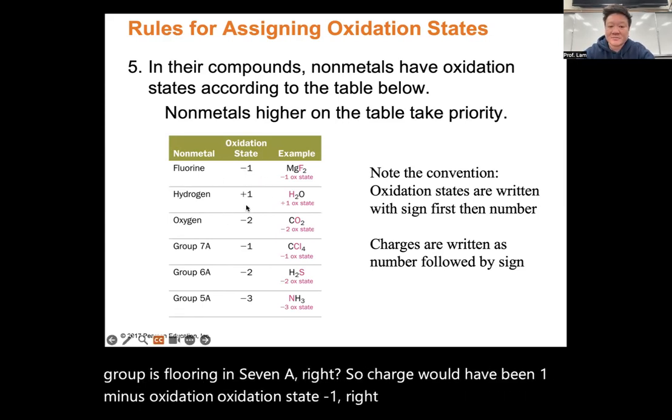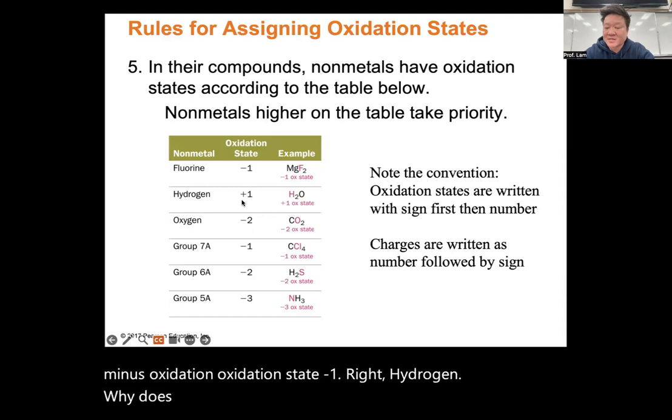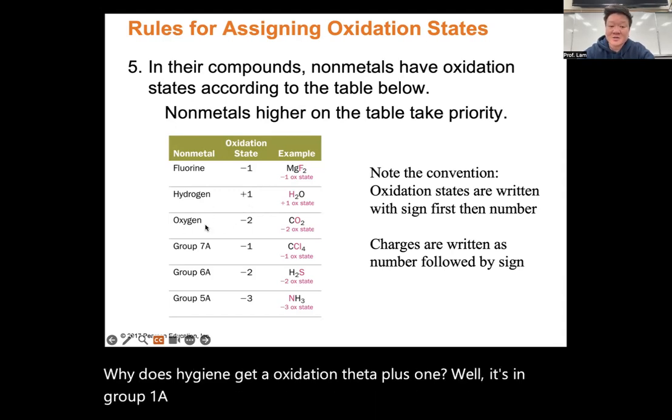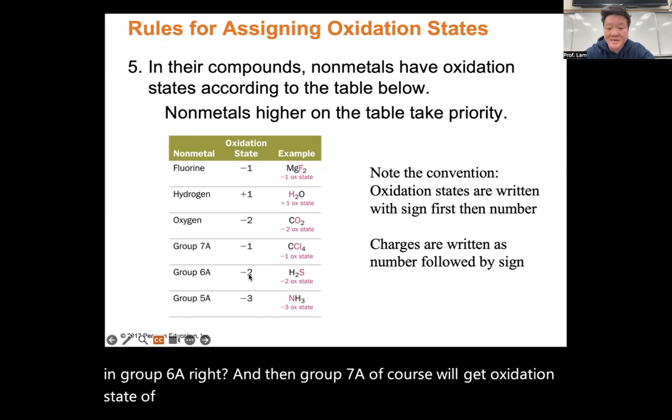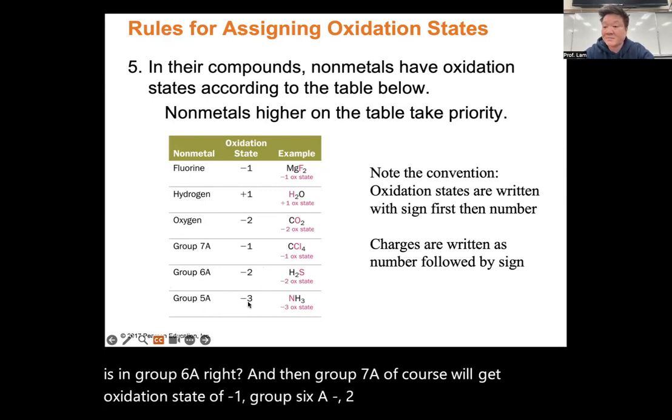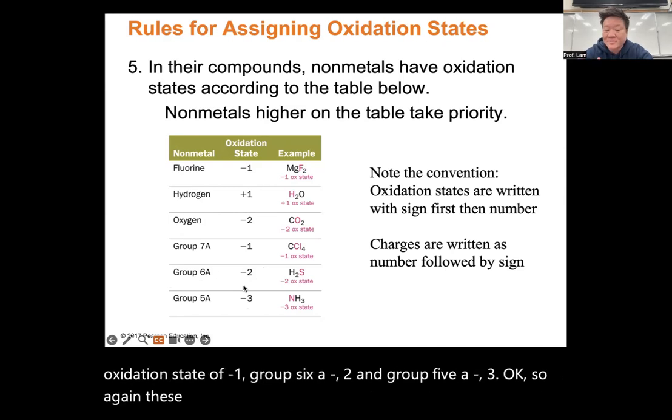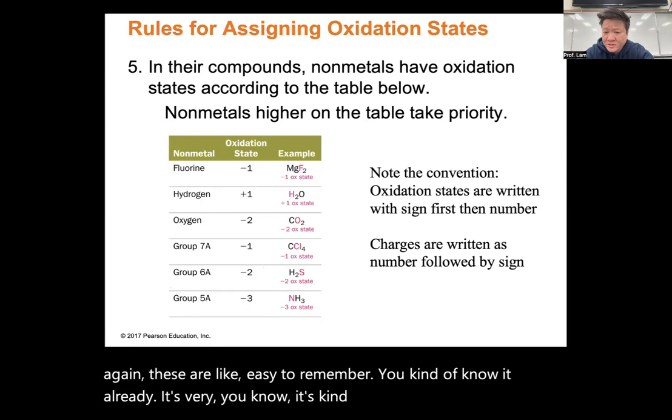Hydrogen. Why does hydrogen get an oxidation state of +1? Well, it's in group 1A. Oxygen gets an oxidation state of -2. Why? Oxygen's in group 6A. And then group 7A, of course, will get oxidation state of -1, group 6A, -2, and group 5A, -3. These are easy to remember. You kind of know it already. It's kind of mirroring the charges a bit.